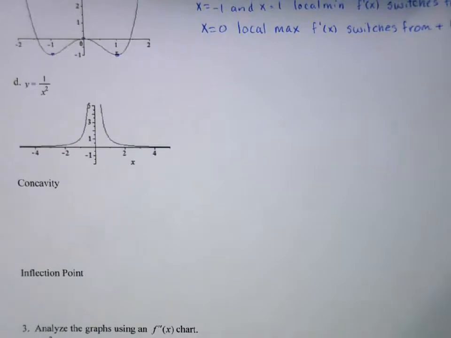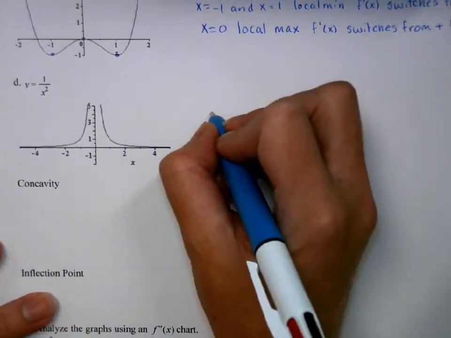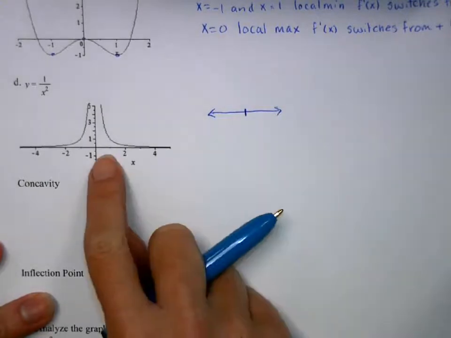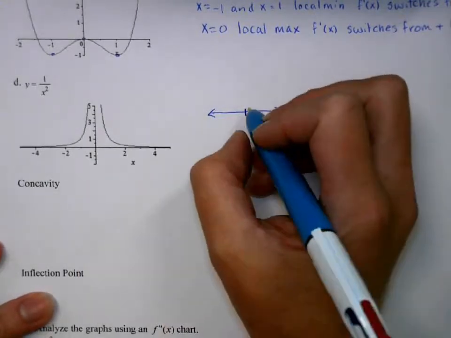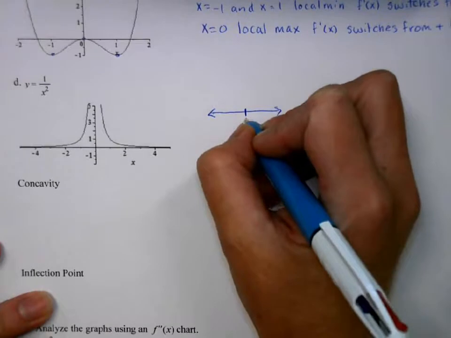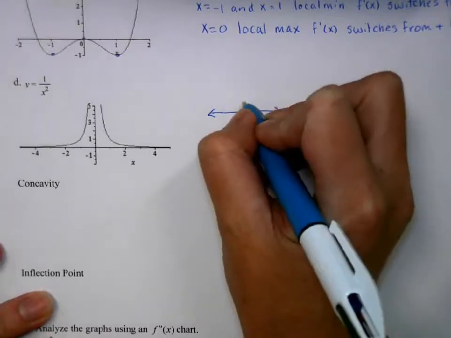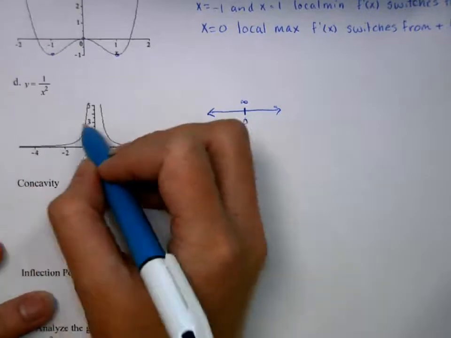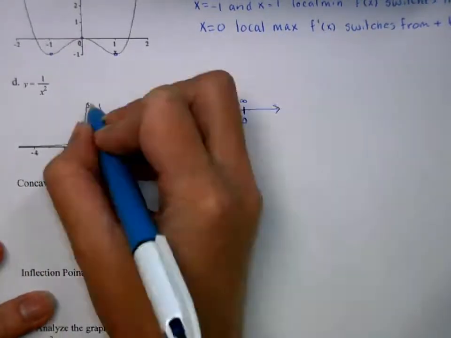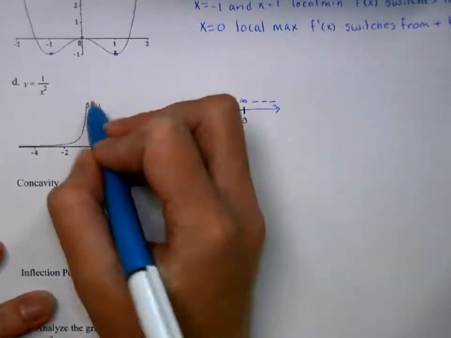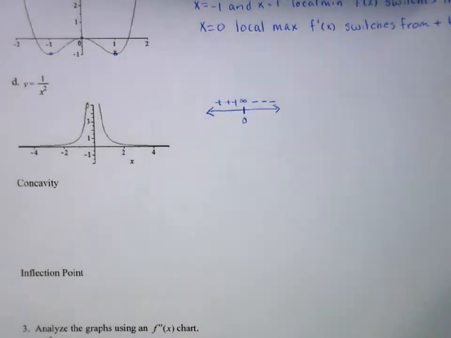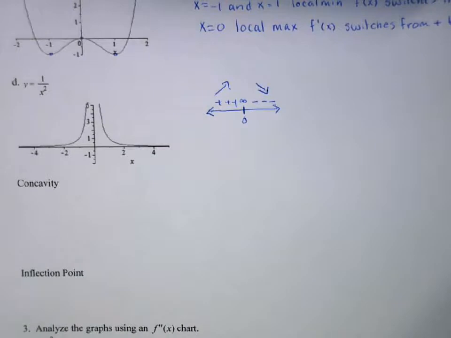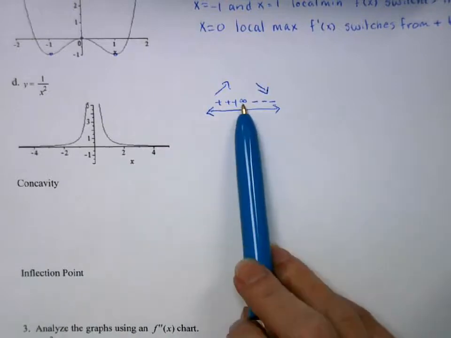For D, okay, we have an asymptote here at 0. So I'm actually going to label that as infinity to help me find that. The slopes here are positive. The slopes here are negative. So it is going from increasing to decreasing, but it is not a local maximum because the function is not continuous there.